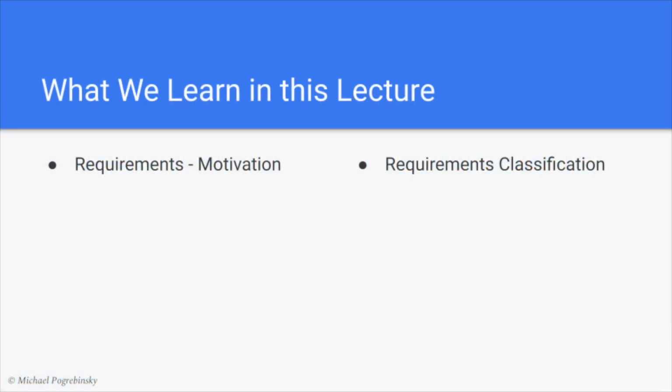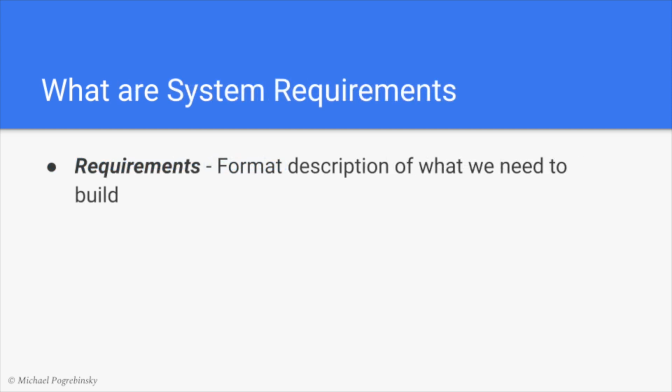In this lecture, we're going to talk about gathering, classifying, and analyzing requirements as the first step in designing a large-scale system. But before we get into any details, let's first get some motivation. System requirements is just a formal word for figuring out and narrowing down what exactly we need to build for our client. As software engineers, we shouldn't be new to receiving formal requirements for the task we need to accomplish.